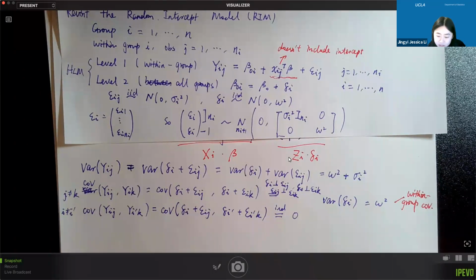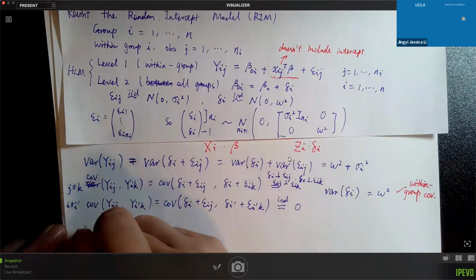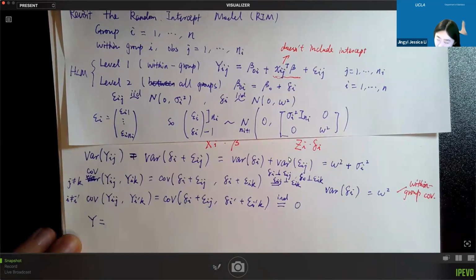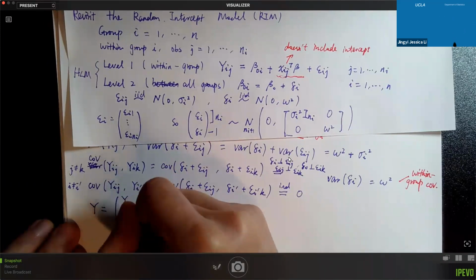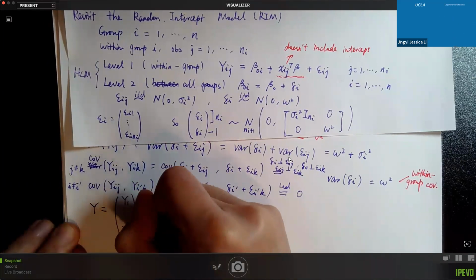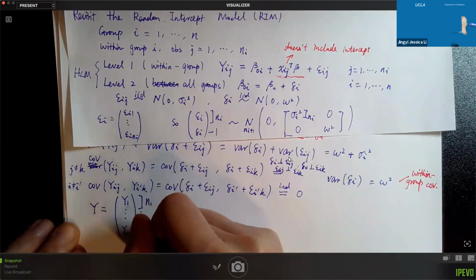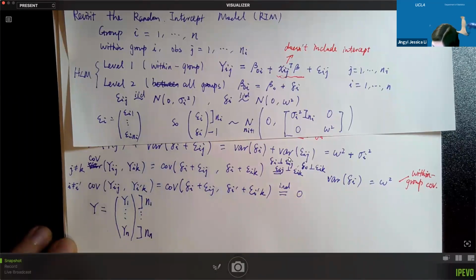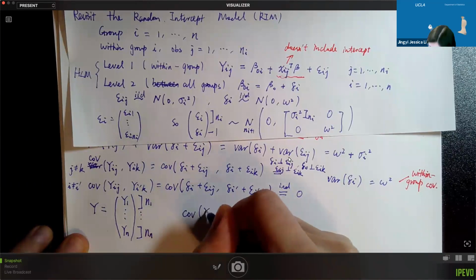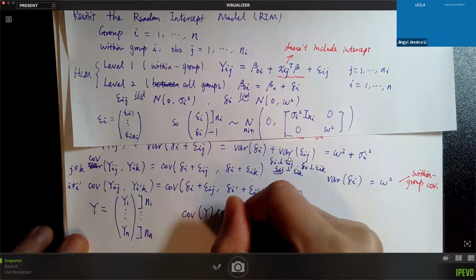If we look at the covariance structure within each group and between different groups, we would have this interesting result. If I stack y as a super long vector, that is, y1 to yn, this is for group 1 with n1 observations, and this is for group n with n observations. Then the covariance matrix of y would be what? It will be a block structure like this.